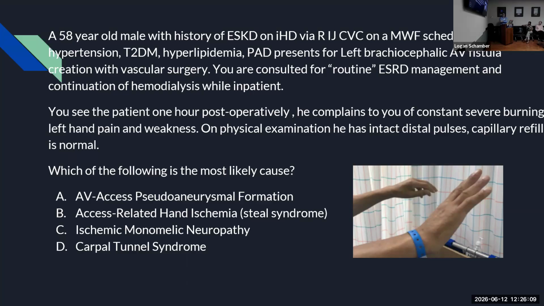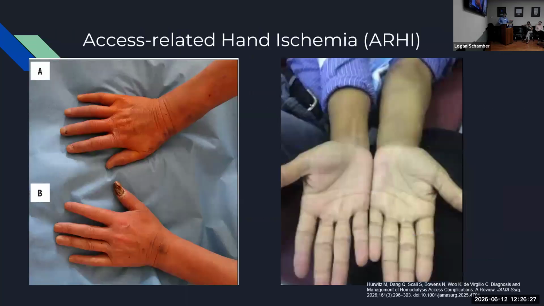So which of the following is the most likely cause? Is this a pseudoaneurysmal formation? Is this access-related hand ischemia? Is this ischemic monomelic neuropathy or carpal tunnel syndrome? Right, so I'm going to go through each of these modalities, specifically the first three in the next few slides.